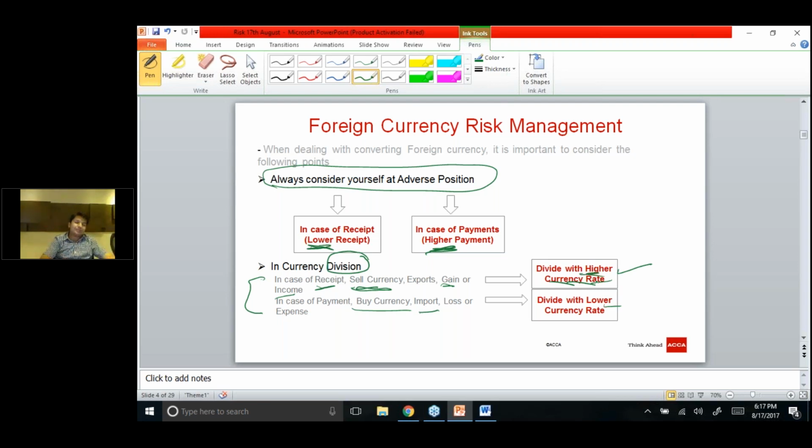So this is a summary. This is a summary of division case: receipt, sell currency, exports, gain, income. In every case, you are going to sell the currency, and whenever you are going to sell the currency, you have to divide with the higher rate, because answer will be lower. In case of payment, buy currency, import, loss, expense, in every case you are going to pay that currency. And what was the rule? You have to pay more. And how you gonna have to pay more? Dividing it with the lower rate.